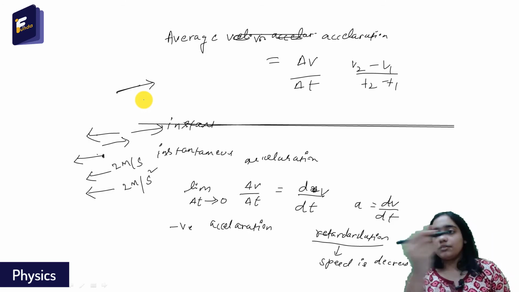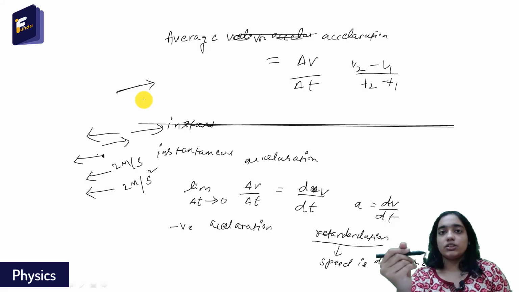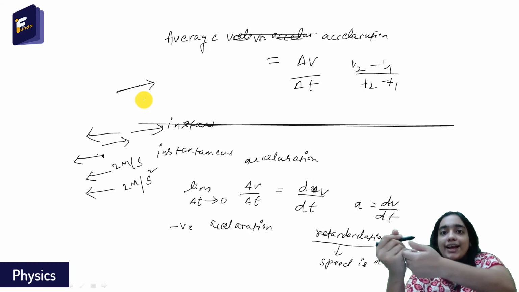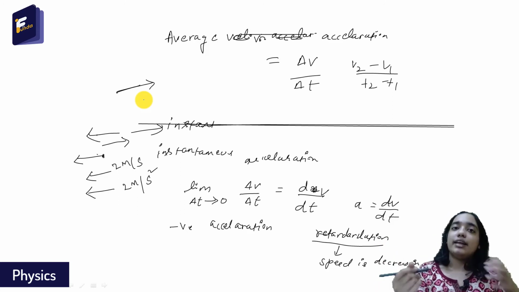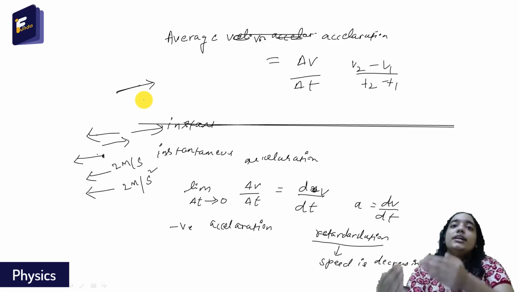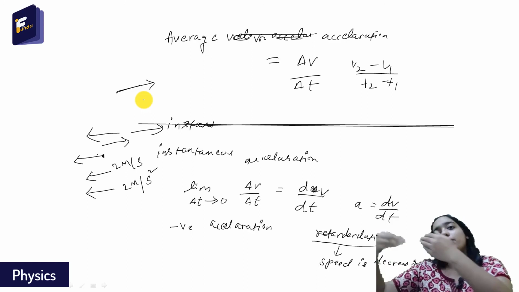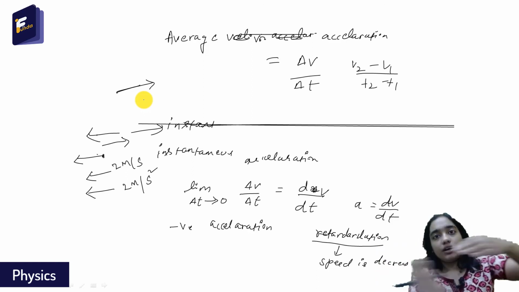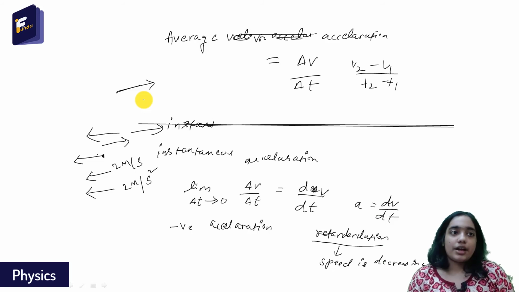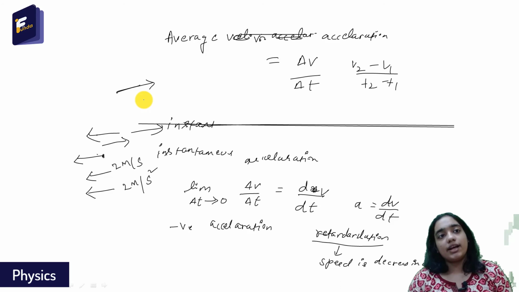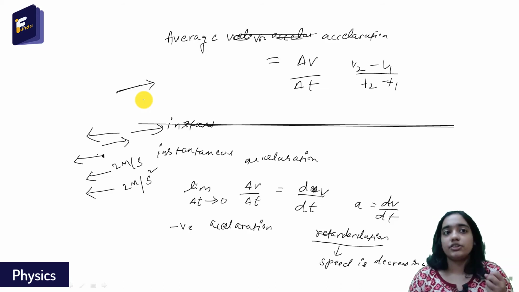If this is the direction of velocity and in the opposite direction I am dragging the particle, and the particle is trying to move in this direction, then the speed will obviously decrease and slowly it may come to rest. That is the whole journey of the particle. So I hope I have cleared this misconception of many students that negative acceleration is retardation.